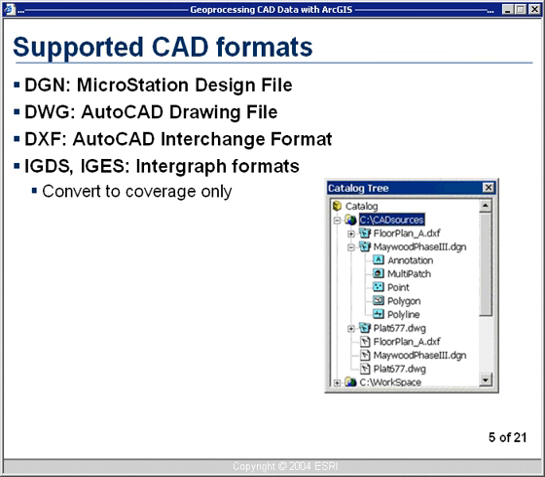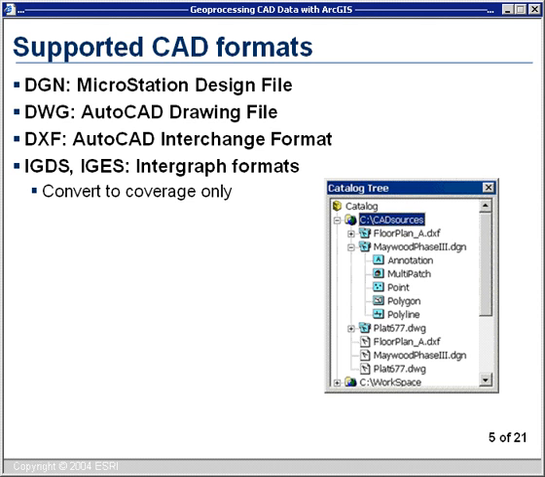The CAD data formats that are supported are these: the MicroStation DGN file and a number of different sub formats of these. So DGN 5 through 8, 95, SE, J, and V8 DGN files are all supported. Similarly, with the AutoCAD formats DWG and DXF, back to R12, R2000, and R2004.